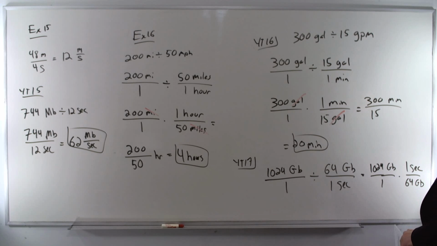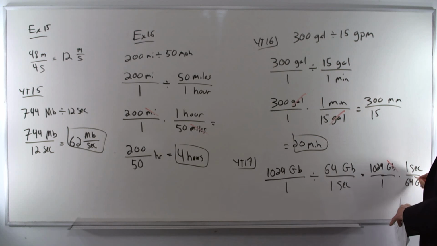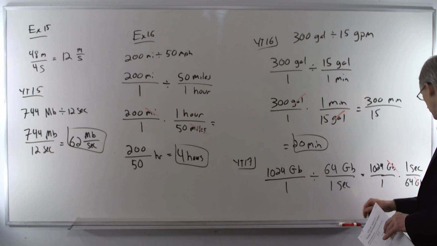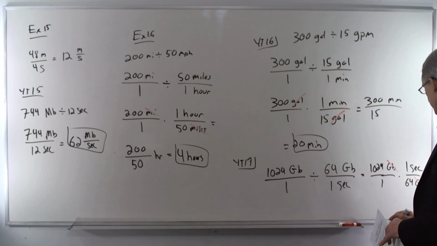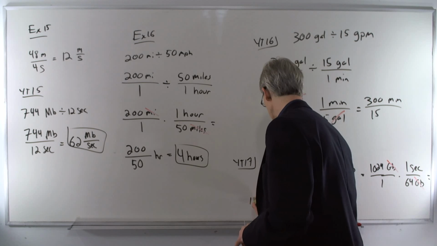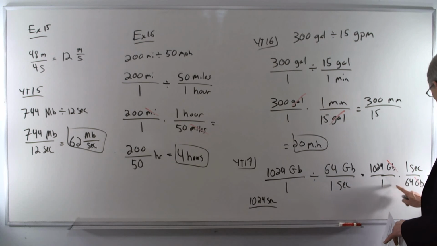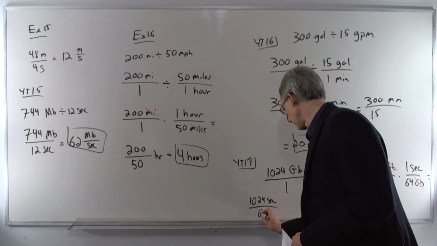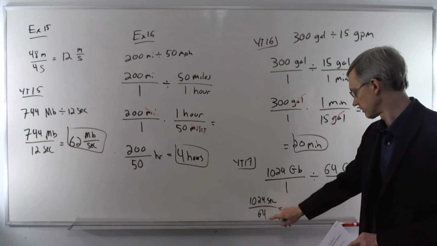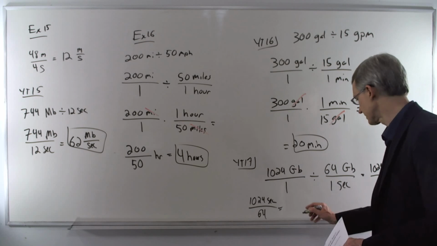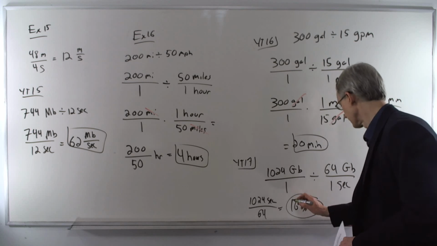over 64 gigabytes. All right, now the gigabytes cancel. Gigabytes are gone. Now we multiply straight across. 1,024 times 1 second, that's 1,024 seconds. Over, on the bottom, 1 times 64. So just 64, no units. And finally, dividing those numbers out, 1,024 divided by 64 gives us 16. And the remaining units are seconds. So 16 seconds.